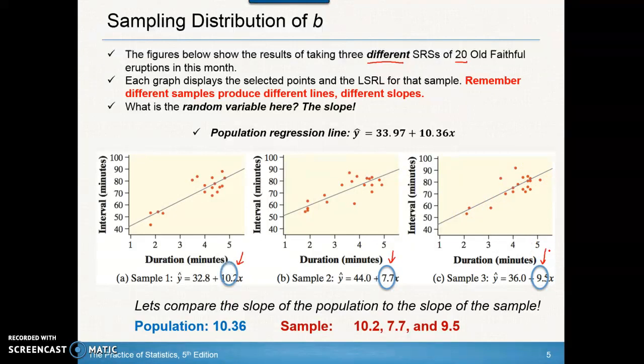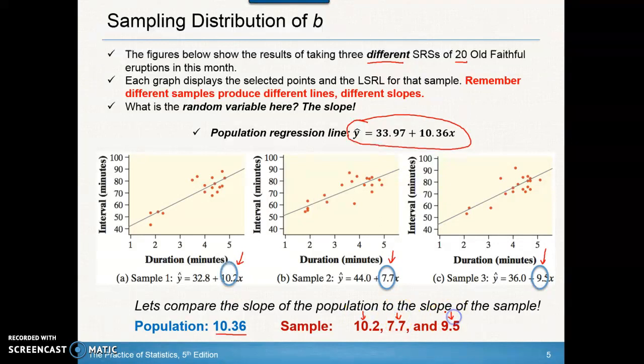Now each graph displayed the different samples that we took, and it produced different lines, different slopes, and different y-intercepts. Take a look at how those all compare to the population regression line that we took when we had all 222 samples. Now, the population slope was 10.36. Let's compare that to the slope of the sample. The slope of the sample was 10.2.